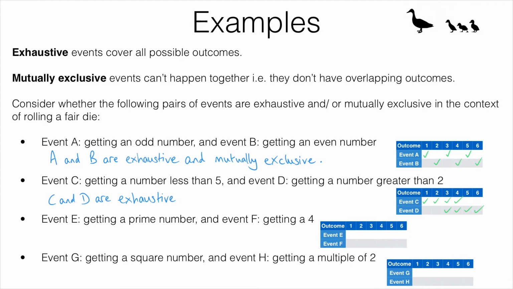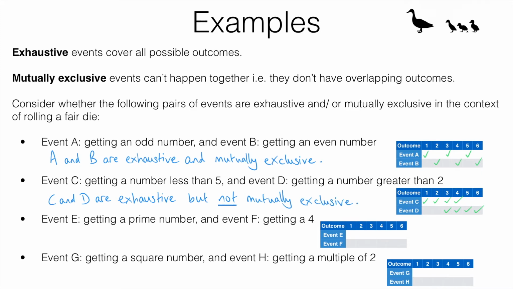Now we have to decide whether they are mutually exclusive or not. We can see from the table that they have some outcomes that overlap. That means you can have those 2 events happening at the same time. For example, if you rolled a 3, you've got a number less than 5 and it's greater than 2. So those events can happen together, which means they are not mutually exclusive, because mutually exclusive means they can't happen together. So C and D are not mutually exclusive.